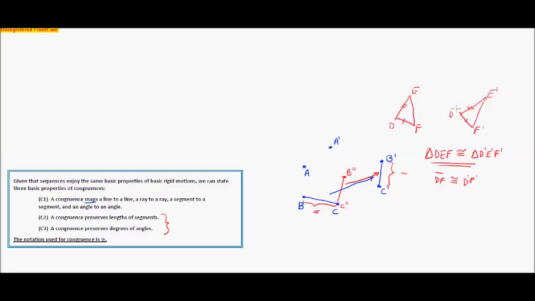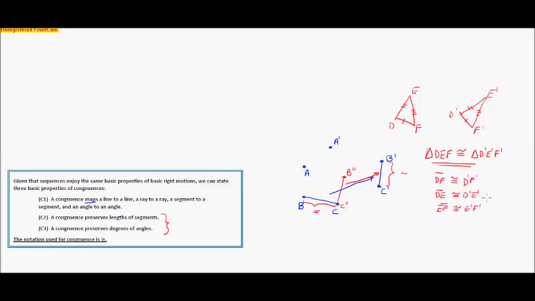And over here we can put three hash marks. That's going to tell me that these two line segments match up, and those are also congruent. So I could make a list here and I could say DE is congruent to D prime E prime, and I could also say that EF is congruent to E prime F prime.